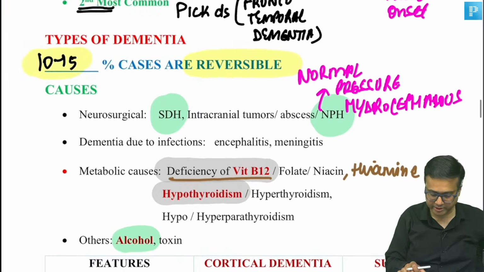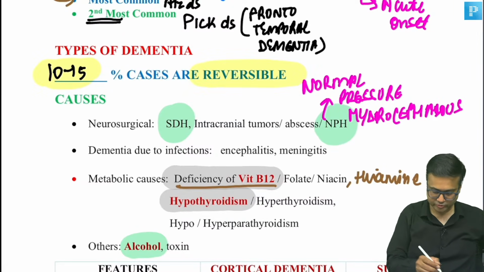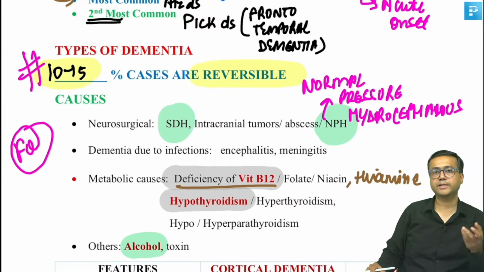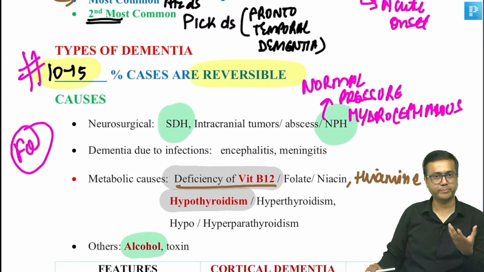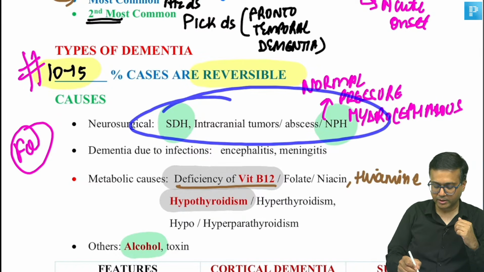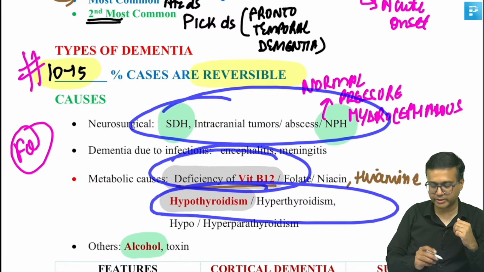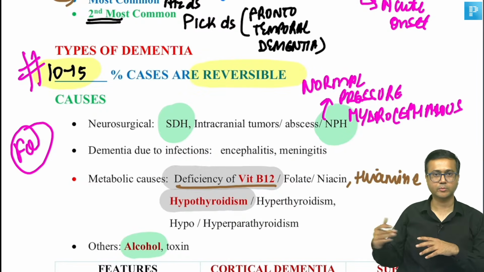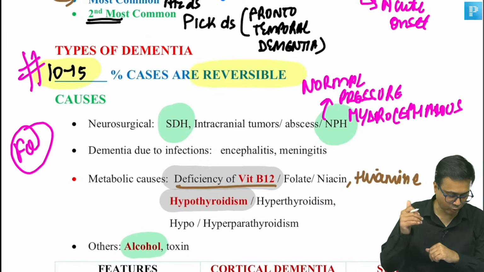So please remember this table. Many questions have been asked from this table. One new question may come like this, beta. A patient you are suspecting to have dementia or cognitive impairment, which investigation would you like to do? Would you like to do brain scan, vitamin B12, thyroid function test, or all? In that question you can say all, because you are trying to rule out some of these reversible causes. But I hope this is clear to everyone.